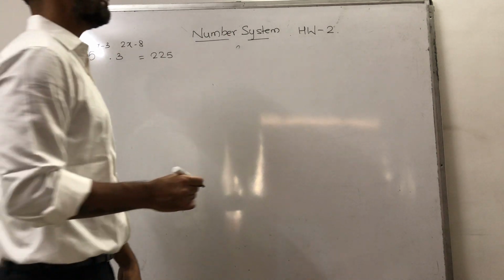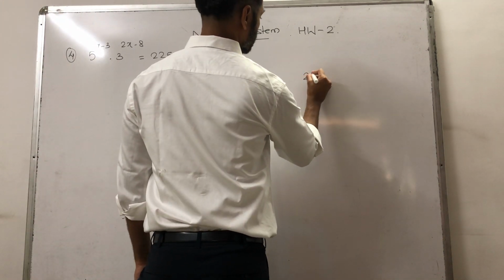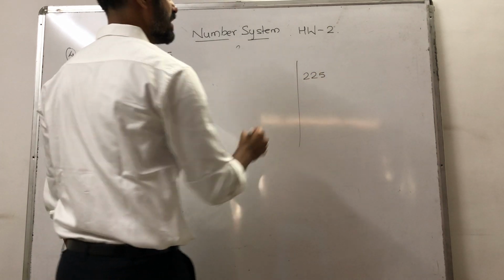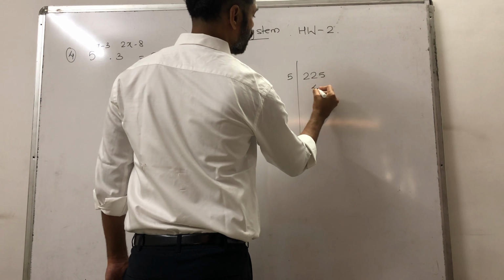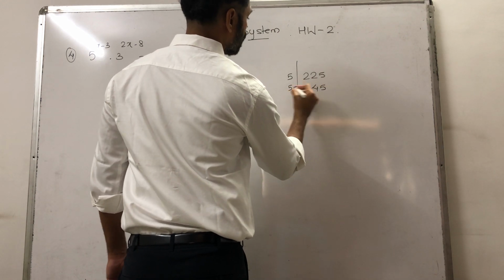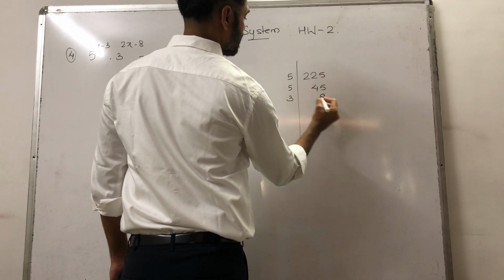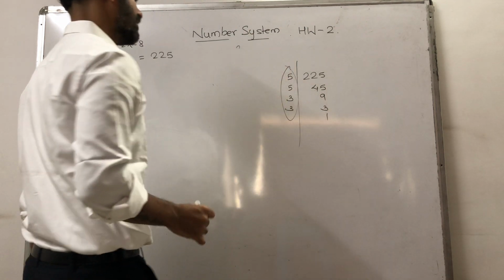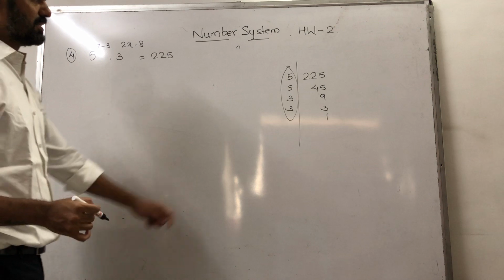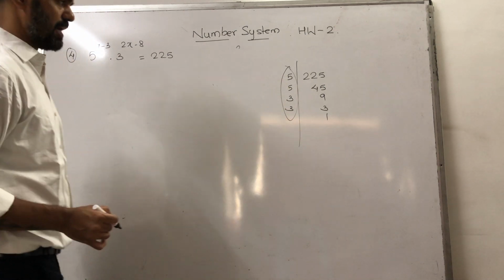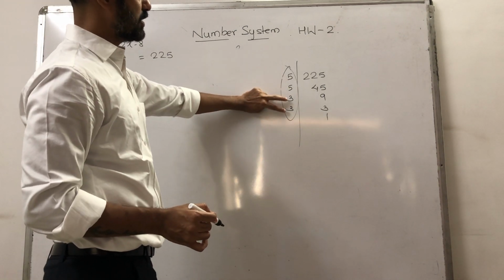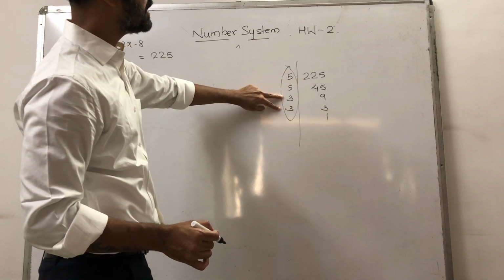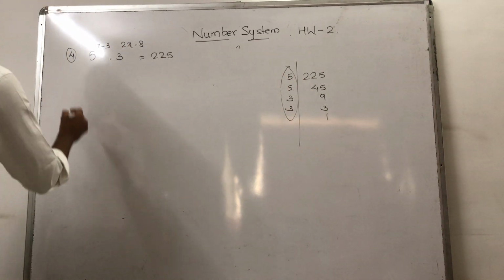Now let's do the prime factorization of 225. Now we can factorize 225 as 5 into 45 is 225, 5 into 9 is 45, 3 into 3 is 9 and 3 into 1. So the prime factorization of 225 has 5 and 3 as the prime factors. You have 5 twice and you have 3 twice. So we can write 225 as 5 square into 3 square. So let's write that.